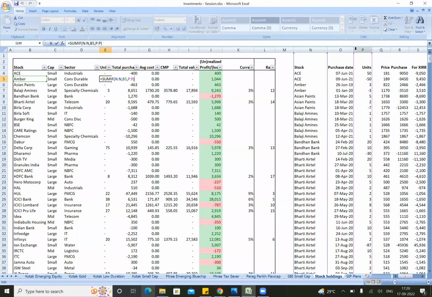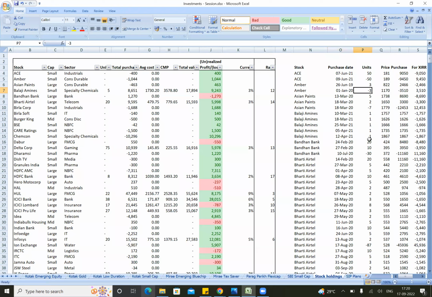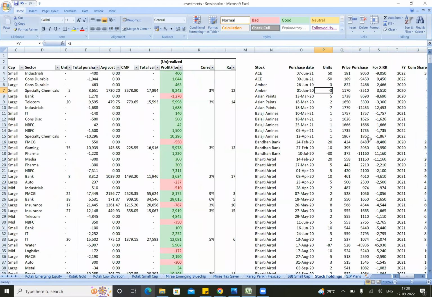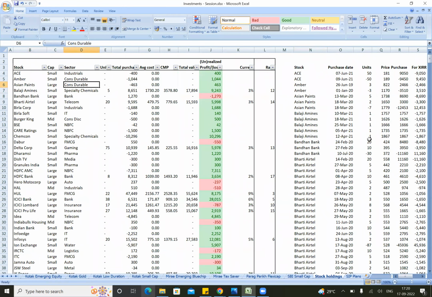Because Amber I purchased on 26 June 2019 and then sold it off on 1st January 2020, maybe just 3 shares, right? So 3 minus 3 basically will be 0. Whenever this number becomes 0, then I don't have any unit, it will show a dash. What is the total purchase amount?